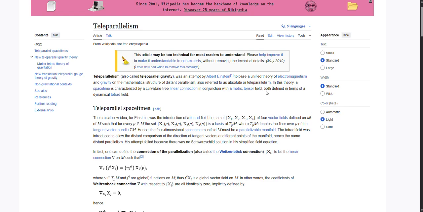Teleparallelism, also called teleparallel gravity, was an attempt by Albert Einstein to base a unified theory of electromagnetism and gravity on the mathematical structure of distant parallelism, also referred to as absolute parallelism or teleparallelism. This theory of spacetime is characterized by a curvature-free linear connection in conjunction with the metric tensor field, both defined in terms of a dynamical tetrad field. All right, I just read you the academic definition.